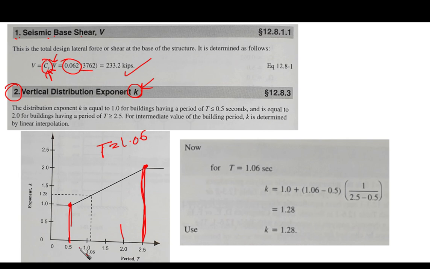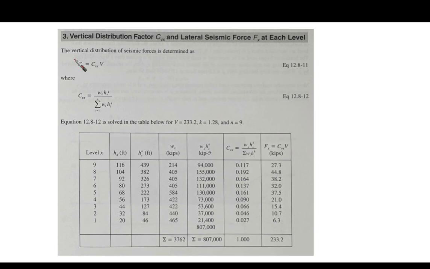This means that by interpolation, you can find that the corresponding K is 1.28. So this is actually the K that we have obtained, 1.28. You can make it by interpolation. So K is 1.28. We are going to use this value of K for the distribution. Now we have the vertical distribution for the third requirement, which is going to be equal to CVX times V. CVX is going to be WX HX to the power K.